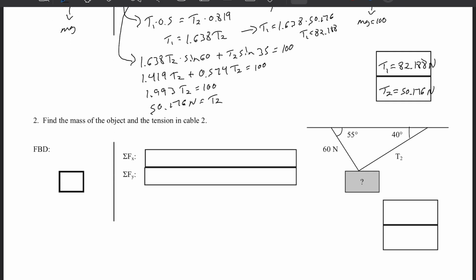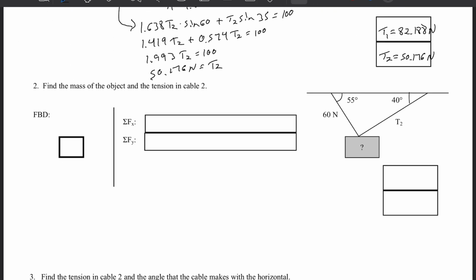All right, let's scroll up to number 2. Number 2 out of 3. Same kind of idea, except this time they tell us what T1 is. They're telling us T1 is 60 newtons, but they're not telling us the mass. So we're going to break that 60 newton pull that's pulling to the left and up. We're going to see what the leftward pull is and what the upward pull is. The 55-degree angle drops down into the triangle, and we've got 60 cosine 55 going to the left, 60 sine 55 going upwards.